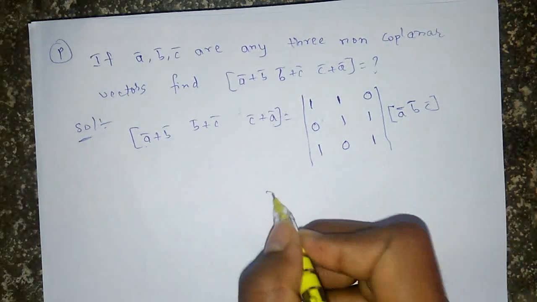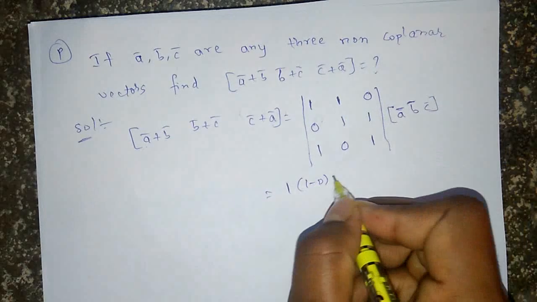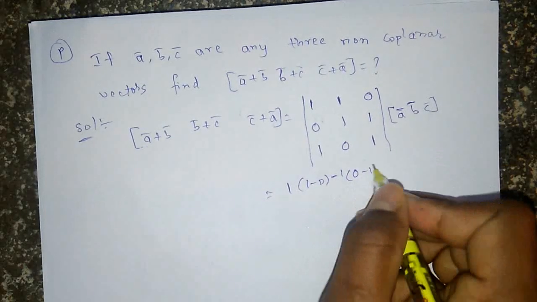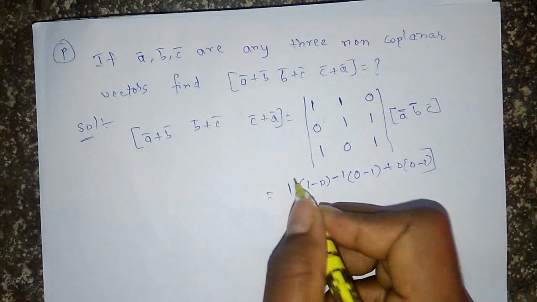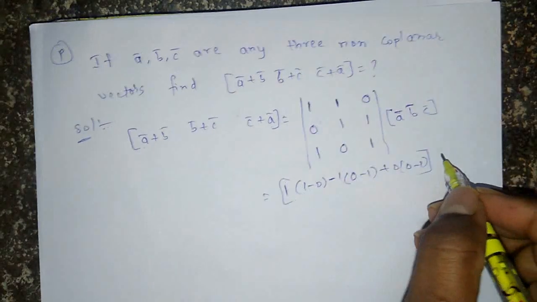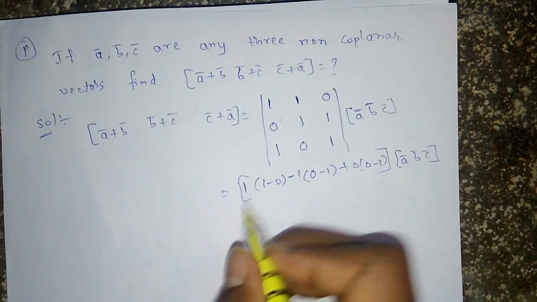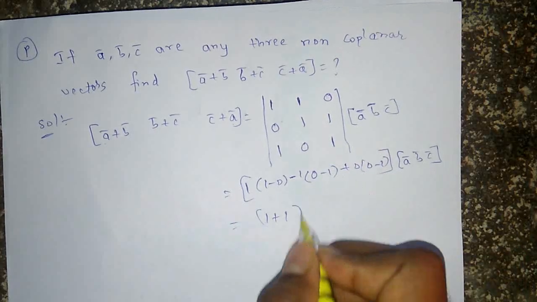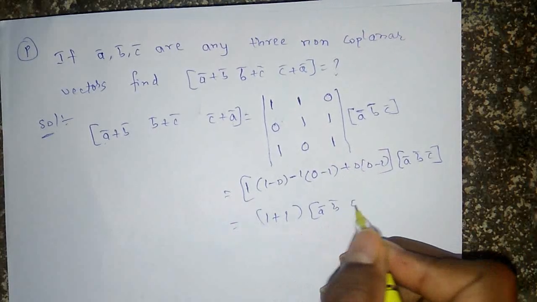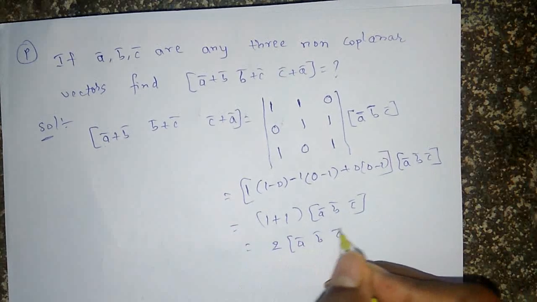Now find the determinant here. This is 1 into 1 minus 0, minus 1 into 0 minus 1, plus 0 into 0 minus 1. This is the determinant times the box of a bar, b bar, c bar. This is 1 plus 1, this is 0. That is 2 into the box of a bar, b bar, c bar.